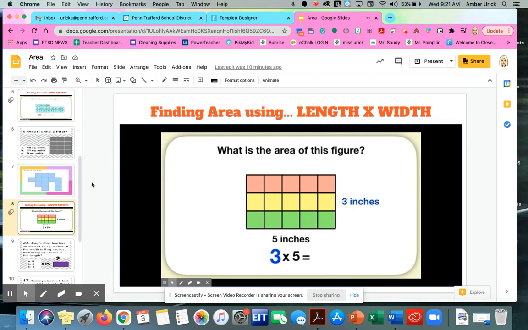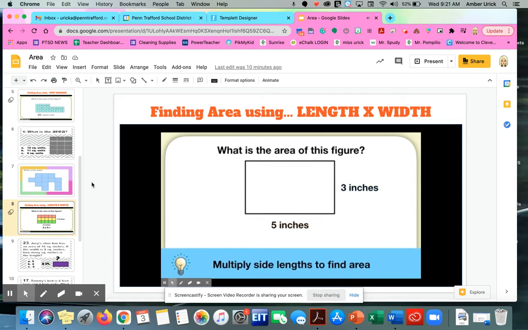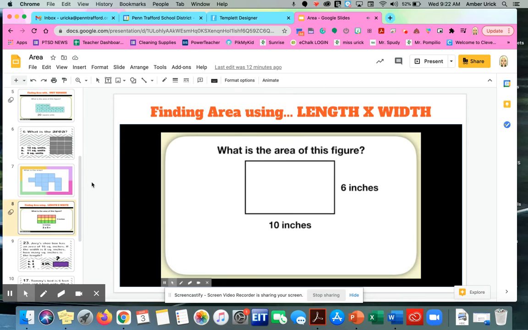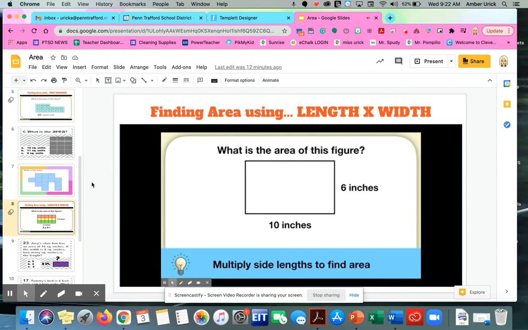Notice that the 3 is the same as the 3 inches we have in our shape. And the 5, that's the same as the 5 inches. So to find the area of a rectangle, all we need to do is multiply the side lengths. We can multiply 3 times 5 and get that the area is 15 square inches. We don't have to count any unit squares. Let's practice one of these together. Let's find the area of this figure. Well, how can we find the area of a rectangle? Remember, you can multiply side lengths to find the area of a rectangle.